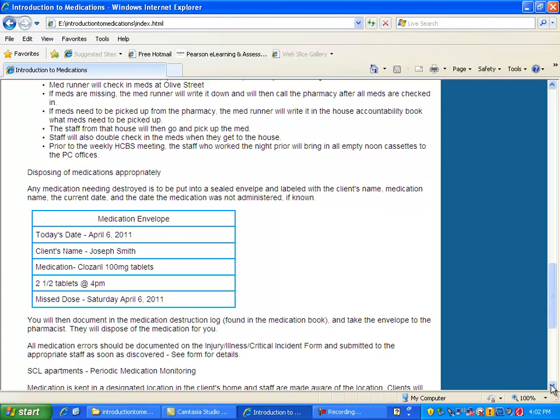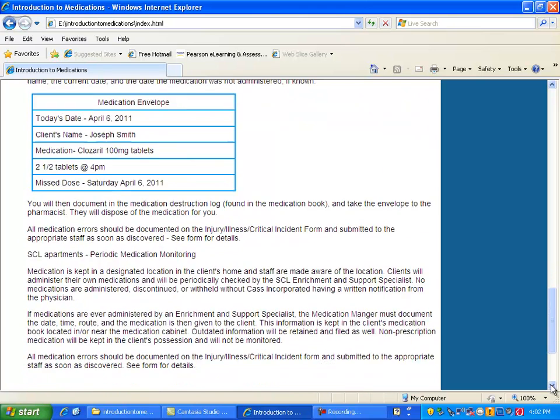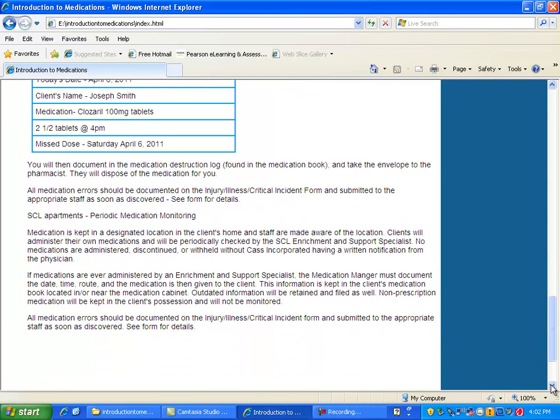You will then document in the medication destruction log, which is found in the medication book, and take the envelope to the pharmacist. The pharmacist will dispose of the medication for you. All medication errors should be documented on the Injury Illness Critical Incident form and submitted to the appropriate staff as soon as discovered. You can see that form for more details.